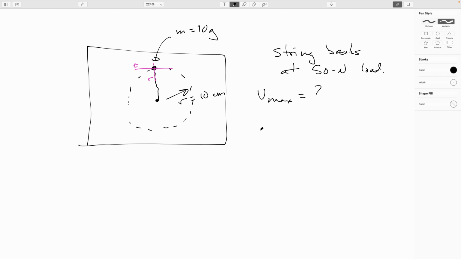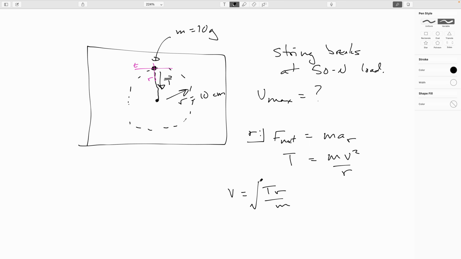And we can go ahead and write down Newton's second law in the r direction. So we would have that the net force would be equal to m times a sub r. Well, the only thing providing a force would be the tension in the string pointing into the center here. And we saw that the radial component of the acceleration would be v squared over r. So the speed at any time would be equal to the square root of T r over m.